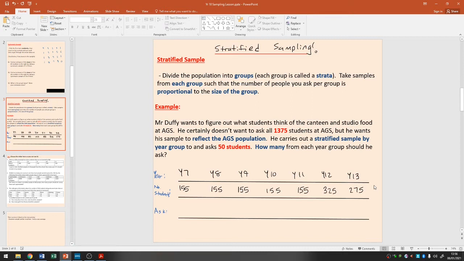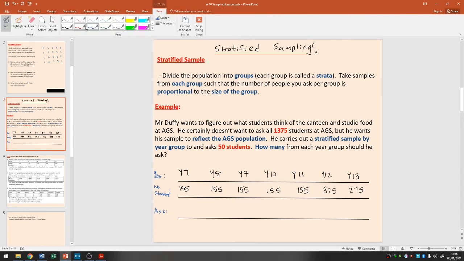We want to know how many year 7 kids we're going to ask. Now, it's not too complicated, actually. Here's what you do to figure it out. If you want to know how many year 7 kids to ask, you need to know what portion of the kids are year 7. So before I even show you what to do, I bet you can already do this pretty much by yourself. If there's 1,375 kids at AGS and 155 year 7s, what portion of our school is made out of year 7s then?